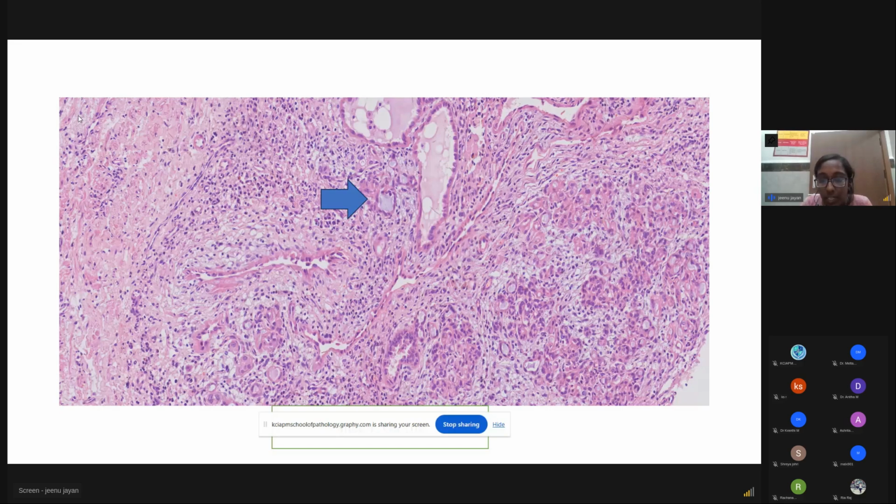This is another focus of slide number 1 showing tubular formation and a few cystically dilated glands. These tubules are lined by a thick basement membrane and lined by cuboidal epithelium, or a few tubules are lined by flattened epithelium. In the lumen there is myxoid material. It is suggestive of nephrogenic metaplasia. Previously, it was called nephrogenic adenoma.